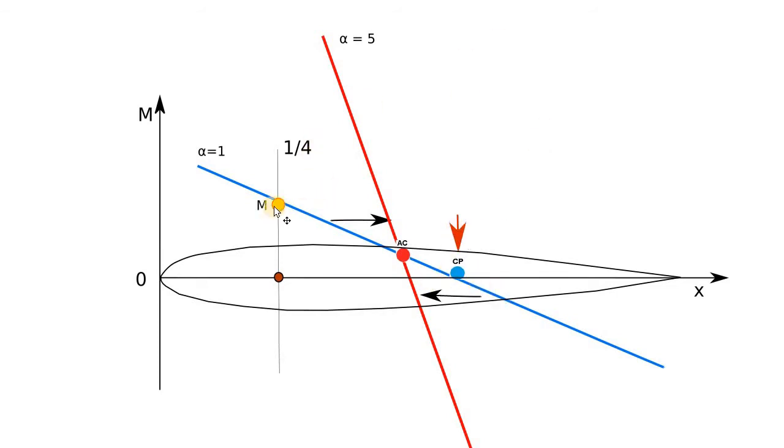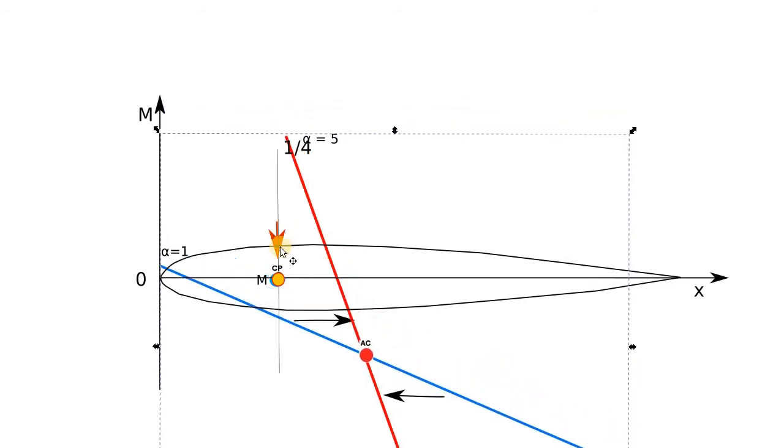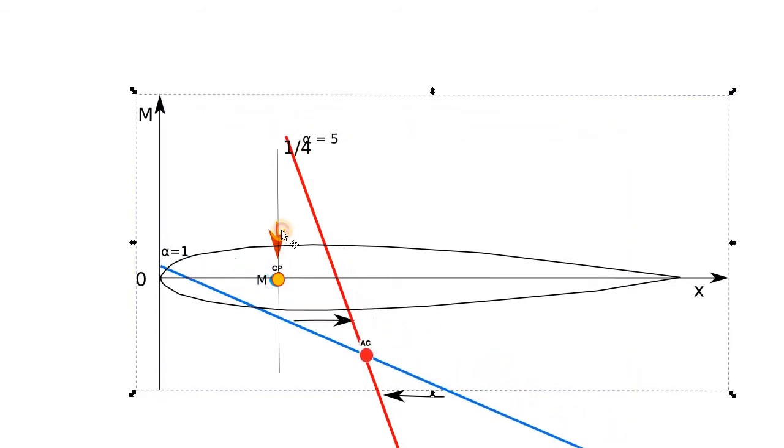So now if the value of moment is a bit smaller, let's say we have 0 moment, then in that case this curve is moving to the point as well, and then you have the center of pressure located exactly at the quarter chord point. If you have a negative moment, like this, then the center of pressure moves close to the nose.